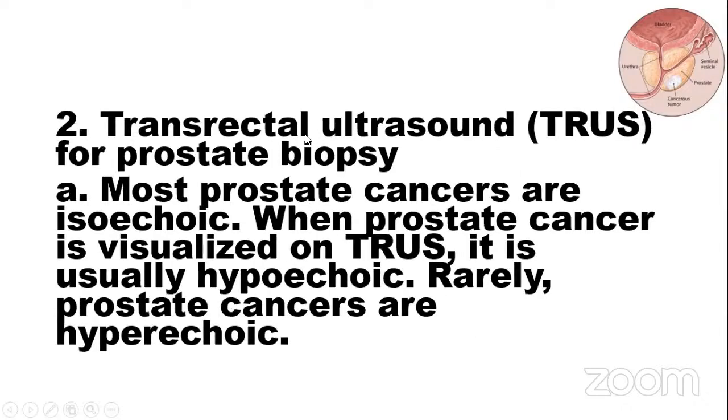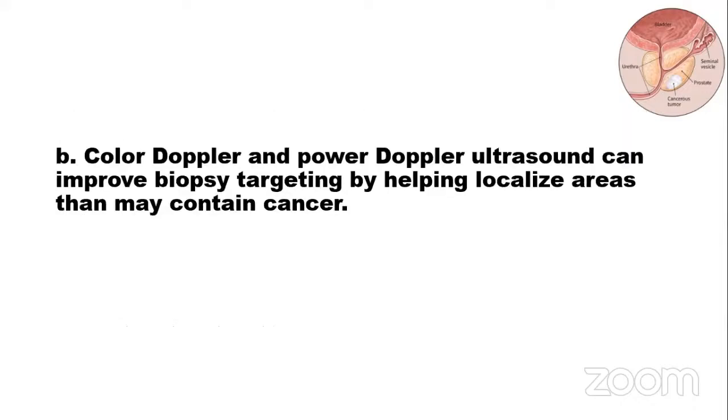Transrectal ultrasound for prostate biopsy. Most prostate cancers are isoechoic, up to 50%. When prostate cancer is visualized on transrectal ultrasound, it is usually hypoechoic. Rarely, prostate cancers are hyperechoic. So that means most prostate cancers are isoechoic. When the prostate cancer is visualized on TRUS, it is usually hypoechoic, but rarely hyperechoic.